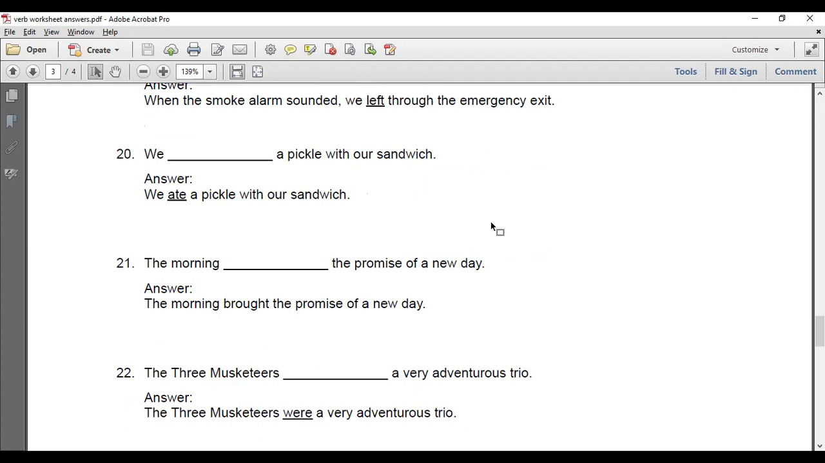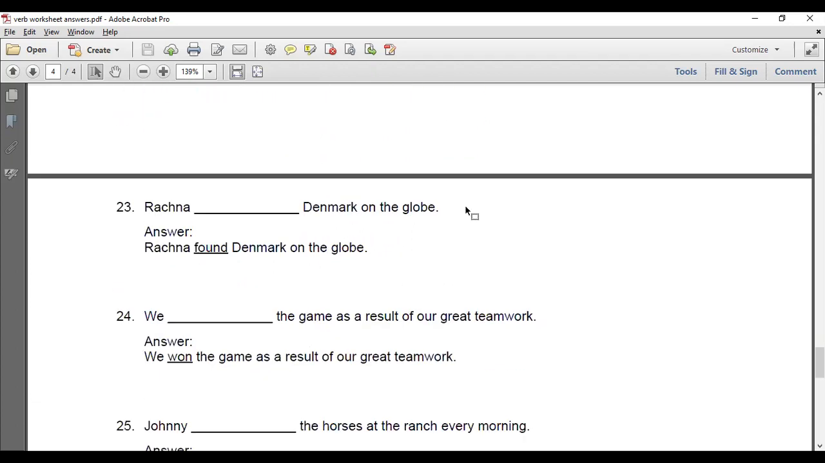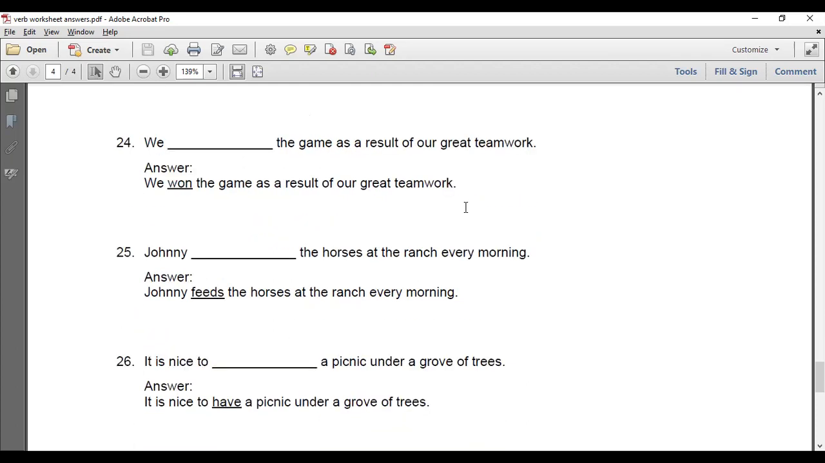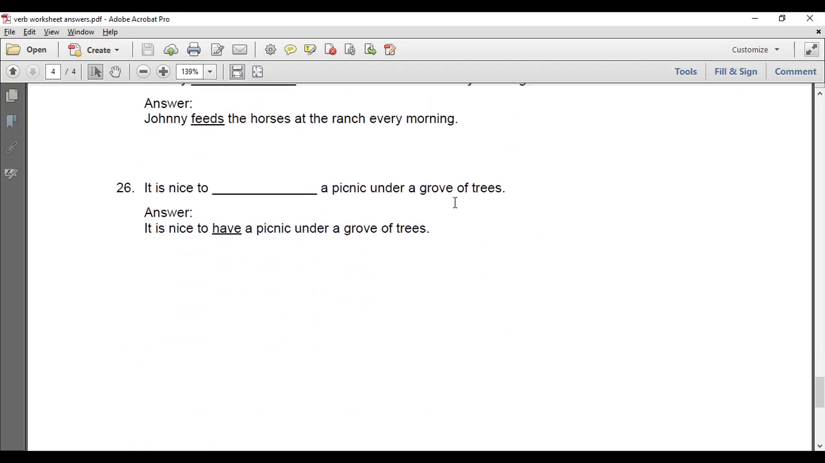The three musketeers were a very adventurous trio. Rachna found Denmark on the globe. Rachna marked Denmark on the globe. Rachna located Denmark on the globe. We won the game as a result of our great teamwork. Johnny feeds the horses at the ranch every morning. Johnny washes the horses at the ranch every morning. Both are correct. It is nice to have a picnic under a grove of trees.